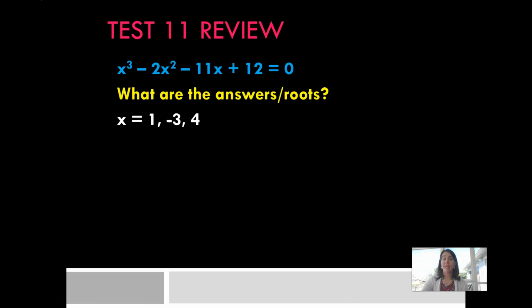Now, one thing that, again, you can look for, you could put those numbers individually back into your question. Make sure that you do get a 0 for each of them individually. Also, these 3 numbers were in your list on question number 5 of the possible rational roots. Positive 1 was sitting there, negative 3 was sitting there, and positive 4 was sitting there as well. So that's something that you can think through. Does my answer make sense?